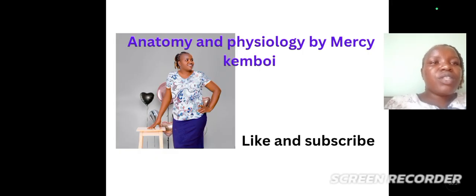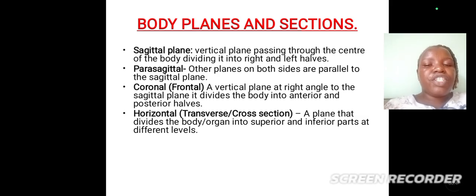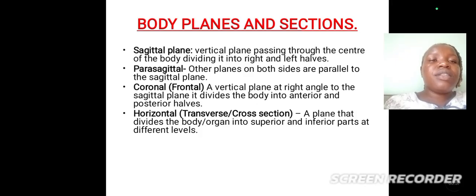So today we are going to look at body planes and sections. We have three main body planes: the sagittal, the coronal, or what we call the frontal, and finally the transverse or cross-section plane. We shall define these planes, then look at a diagram for better understanding. I'll start by looking at the sagittal, the first one.